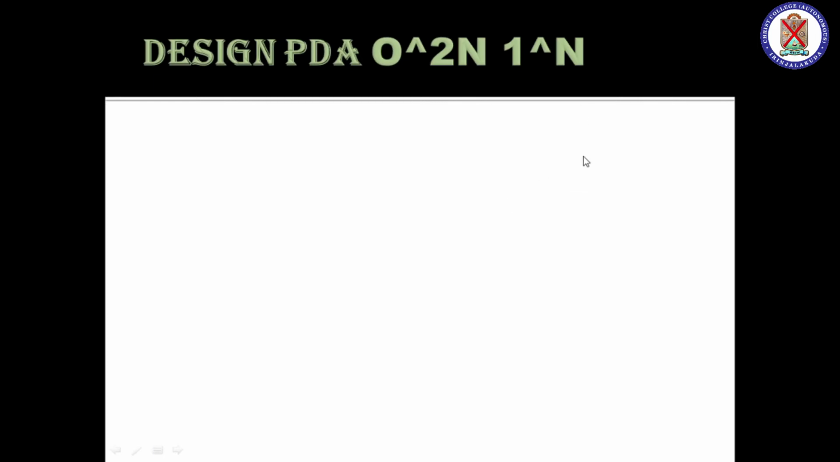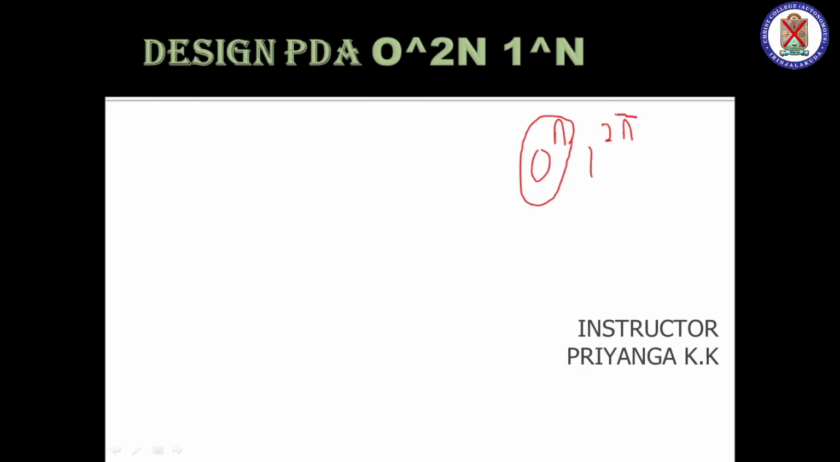We have already seen in our previous example 0 raised to n and 1 raised to 2n. In that, the logic was that we inserted zeros as it is, but for 1s we matched them: for one 0 there are two 1s, and the first 1 is made as x and for the second one I made it null. That's what we have done.